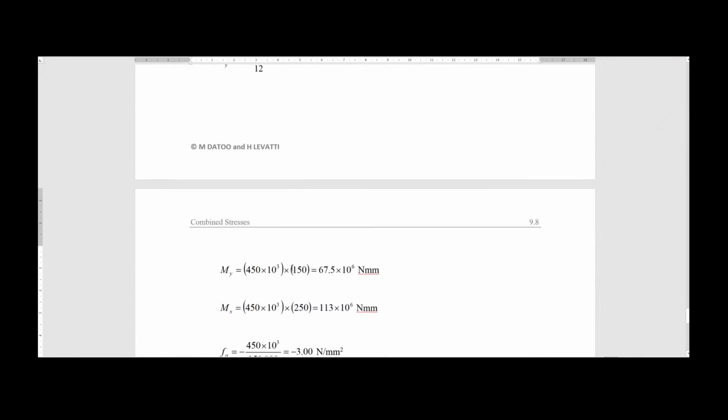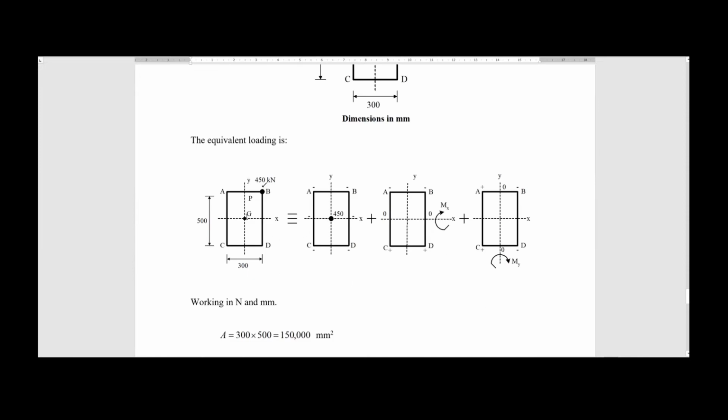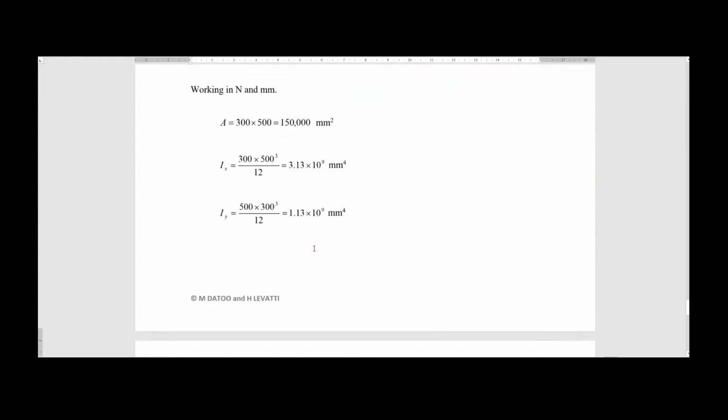No, they are not the same, because we changed the eccentricity. So now the eccentricity that is called EY, for example, is going to be 250 because it's half of the height of this cross section. The eccentricity EX is going to be half of 300, which is 150 millimeters.